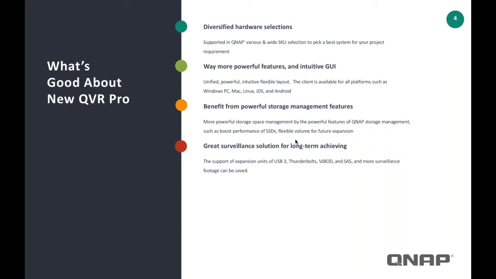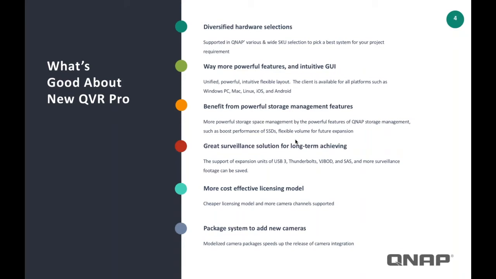QVR Pro is great for long-term archiving because it runs on our NAS. With our NAS, it's very easy to expand the storage. You can do USB expansions, you can do Thunderbolt expansion units, SAS expansion units, and with Virtual JBOD, you can let one NAS share its storage with another NAS. So there's so many ways to just increase your storage, which makes QVR Pro great for even long-term archiving. And it has a more cost-effective licensing model, so that for most people it should be more affordable.